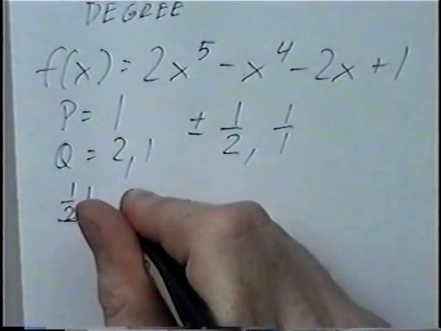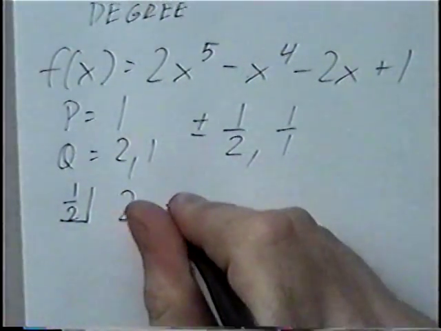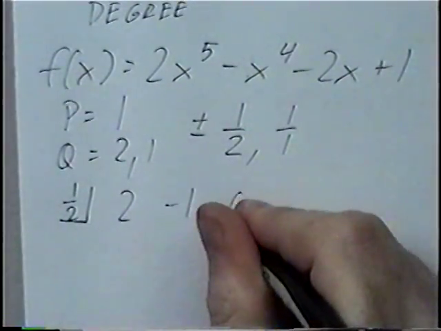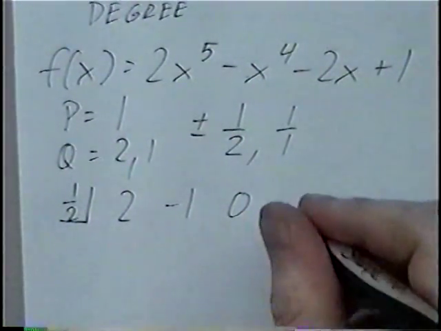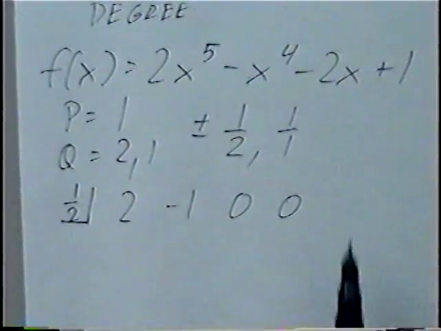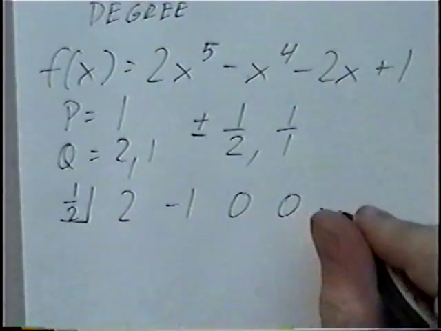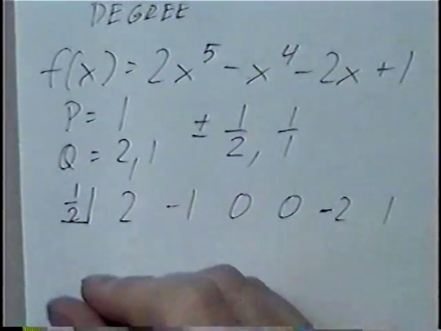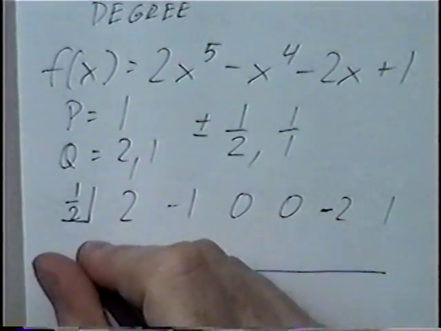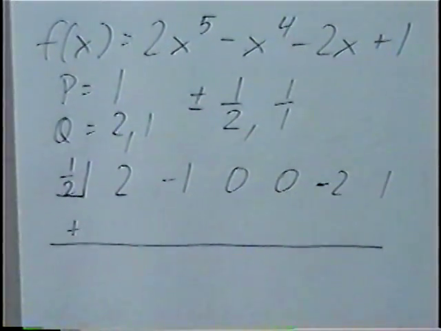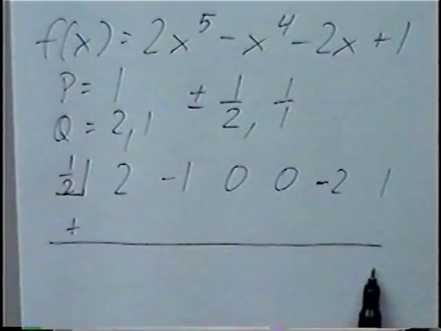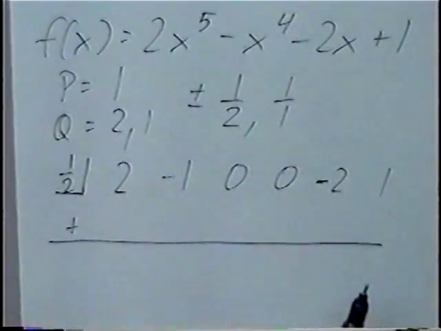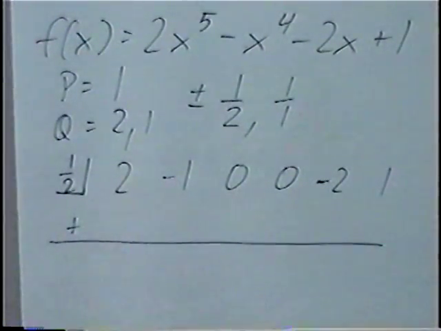The coefficients will have 2, negative 1. There is no x to the 3rd in the function, so we'll have 0x to the 3rd, and also 0x squared, and then negative 2 and positive 1. And again, using synthetic division, we can divide. If there's no remainder for this division question, that means 1/2 will be a zero. If there is a remainder, it means 1/2 is not a zero.